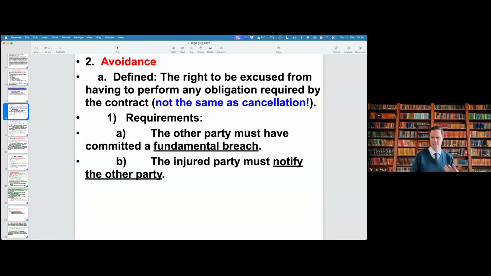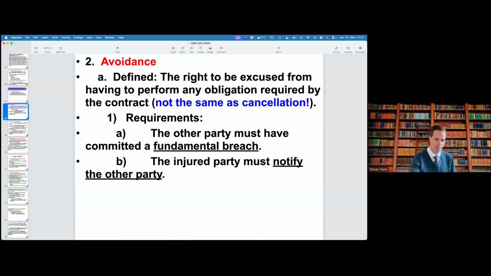Avoidance is not cancellation, even if it has some resemblance to that legal institution. Avoidance is very simple. If the innocent party decides to avoid the contract as a response to the breach of the other party, then it means that I'm going to completely excuse myself from performing any obligation required by the contract. And I also send a message to the breaching party that I don't want his performance anymore.